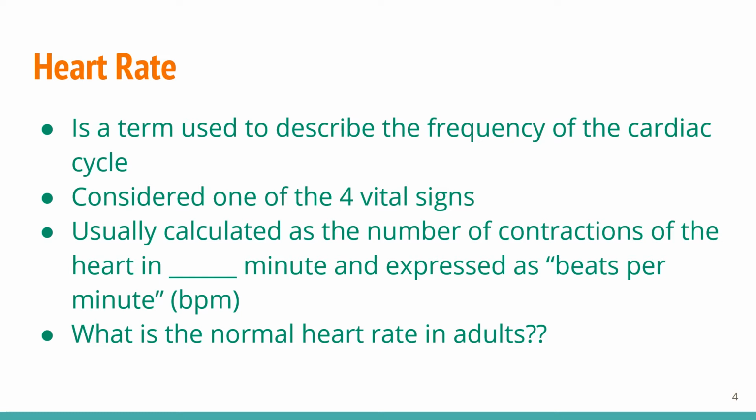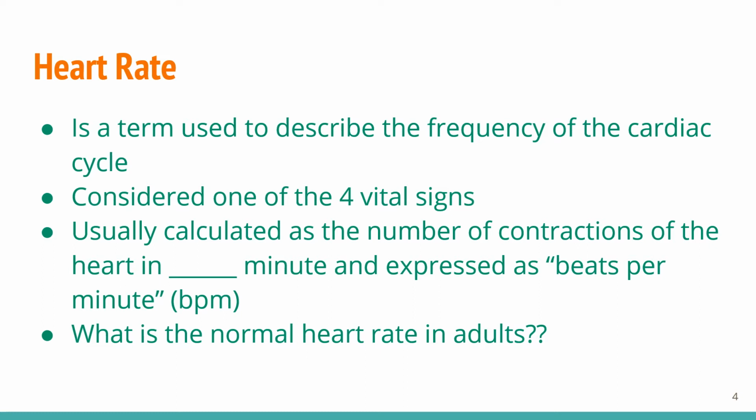So when we're looking at heart rate, we're generally referring to the number in beats per minute. So it's the heart rate in 1 minute. Your fill in the blank there is 1, and it's expressed as BPM, which is beats per minute. So your normal heart rate for adults, take a wild guess what you think it might be. I'll give you a second to think about it, and then I'll tell you the answer. So the normal heart rate range is considered 60 to 100 beats per minute.